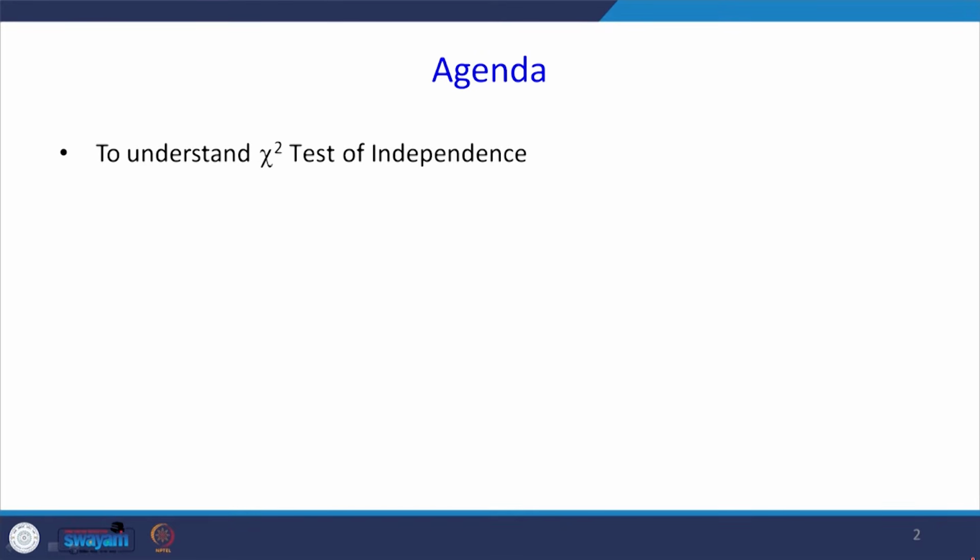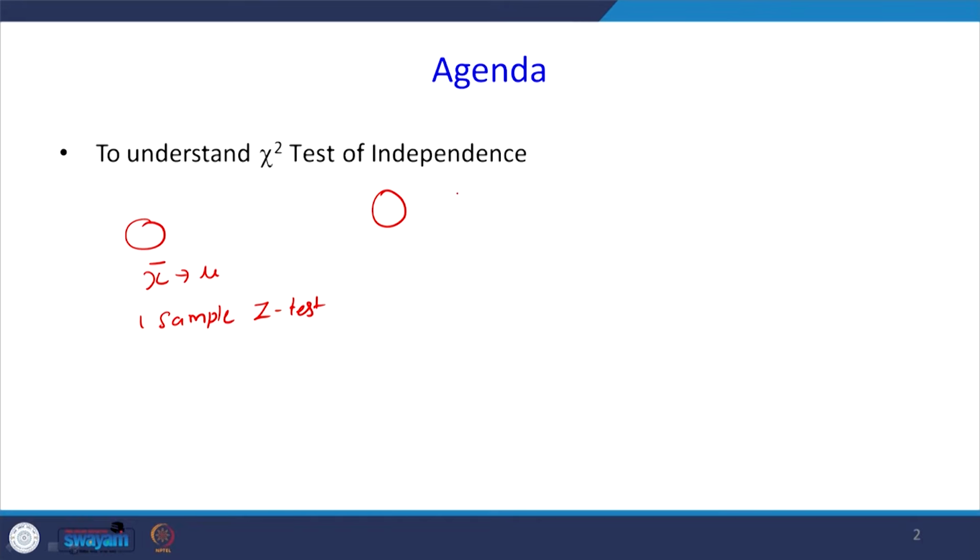For example, we have studied one sample t test. Suppose there was a sample 1, we have seen that with the help of x bar we predicted mu. That is one sample z test.